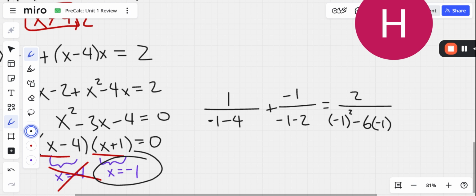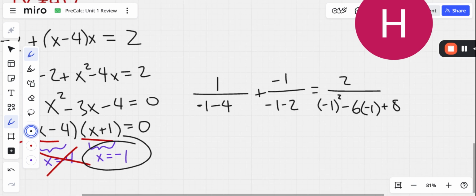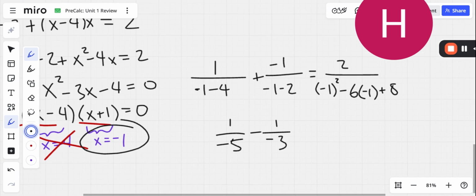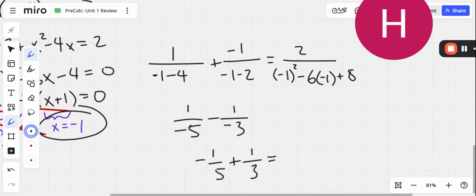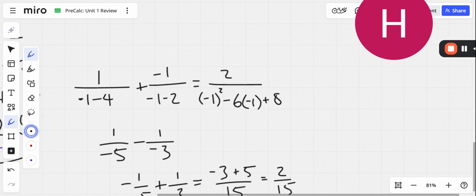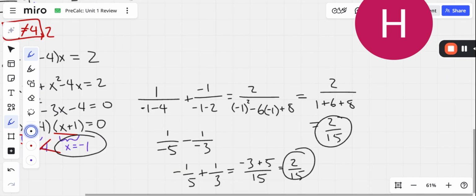Let's see if that even adds up. 1 over negative 5 minus 1 over negative 3. Well, this is kind of weird. Negative 1/5 plus 1 over 3. That looks a little bit better. This would make negative 3 plus 5 over 15, or 2 over 15. That looks promising. And over here we get 2 over 1 plus 6 plus 8. Hey, what do you know? That's 2 over 15. So our answer is confirmed, our solution confirmed, and we are done.